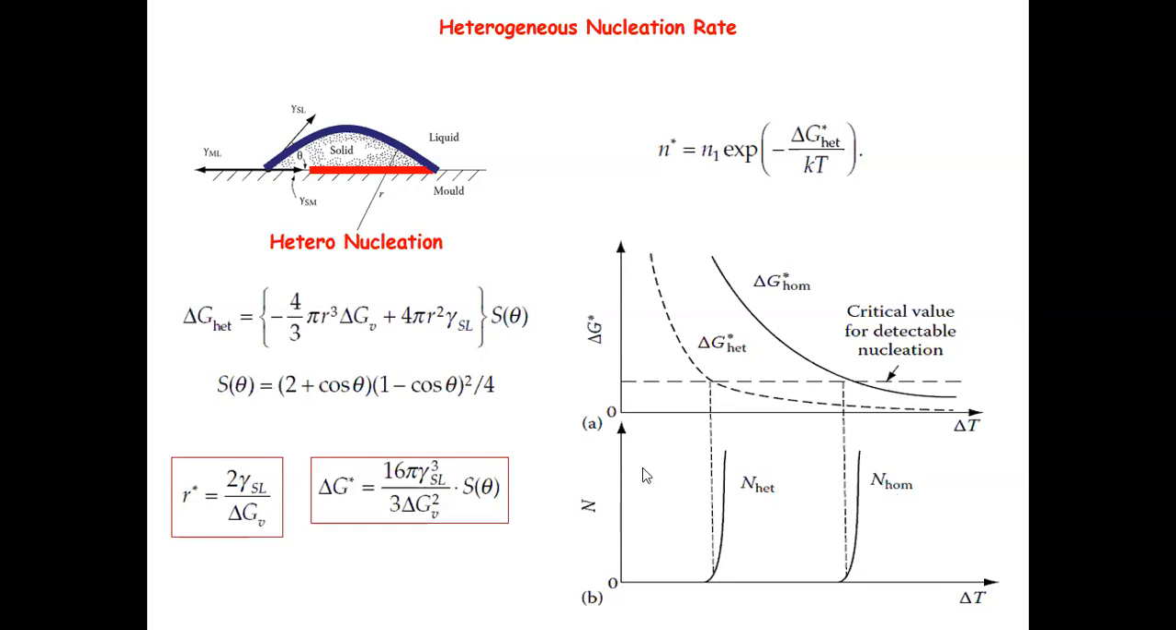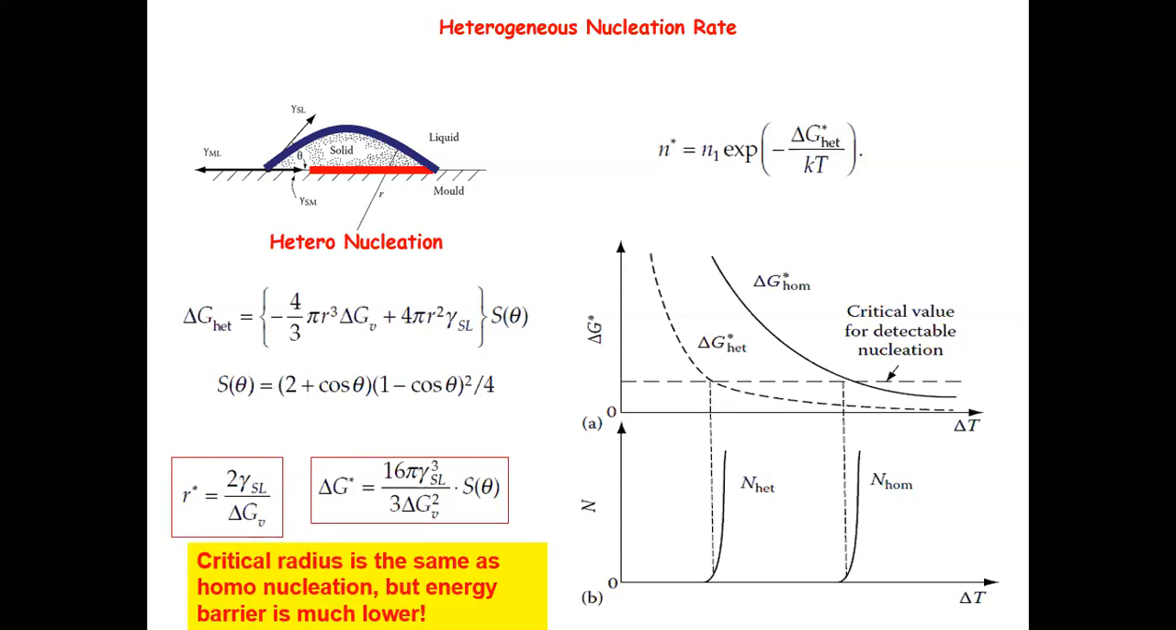So we can just focus on the bottom plot. This is the degree of supercooling. As you increase supercooling, you will first see a lot of heterogeneous nuclei form, way before you see homogeneous nuclei form. That's why in typical nucleation processes, heterogeneous nucleation is dominant, because it can occur at a much lower degree of supercooling. Does that make sense to everyone?